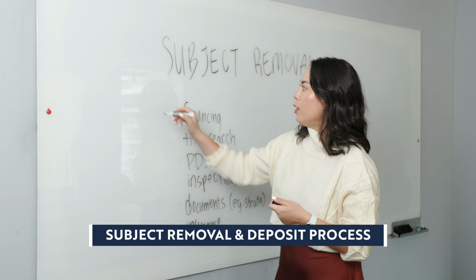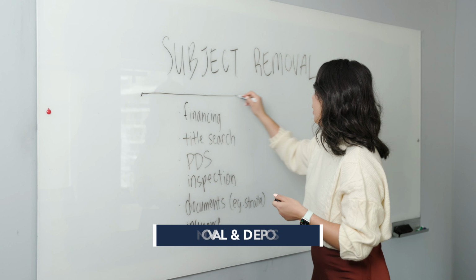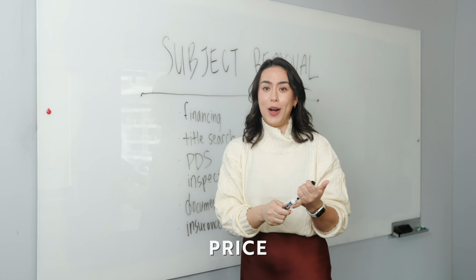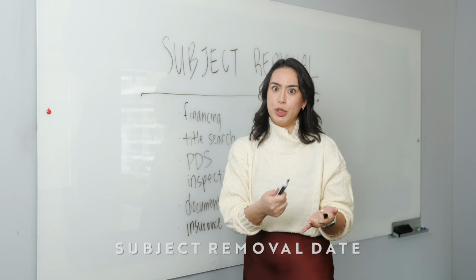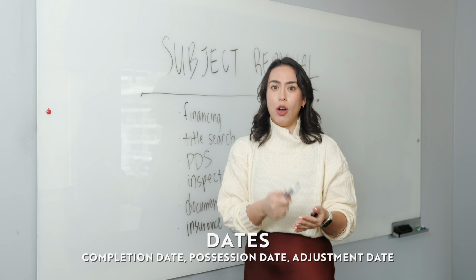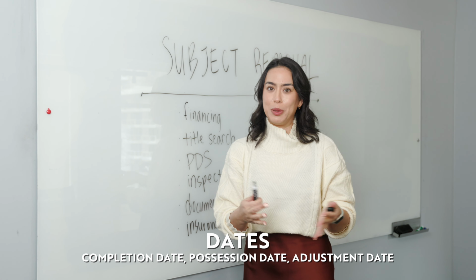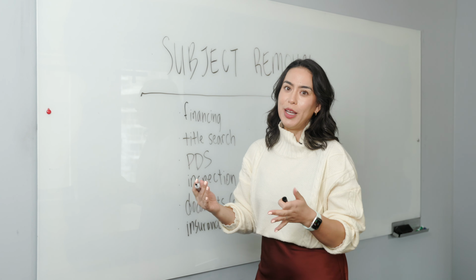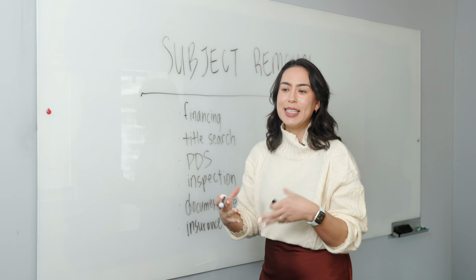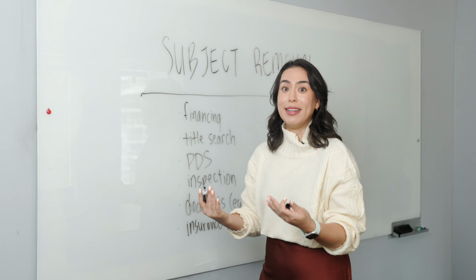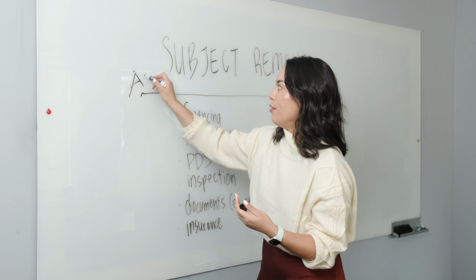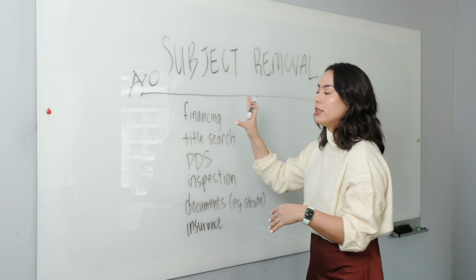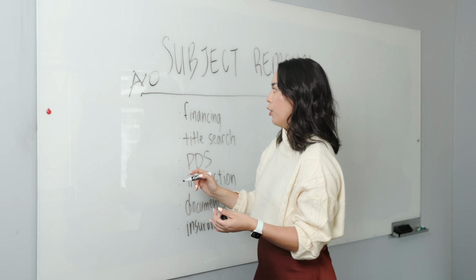So next, I'm going to be discussing the subject removal process. When we are dealing with an offer, typically what we are going to be negotiating are price, subjects, the subject removal date, and then also the dates themselves, so completion, possession, and adjustment day. So let's say that you choose the property, you've done your market analysis, you've done the negotiations, and you get an accepted offer. Now we have these subjects to be able to do our due diligence on the property.